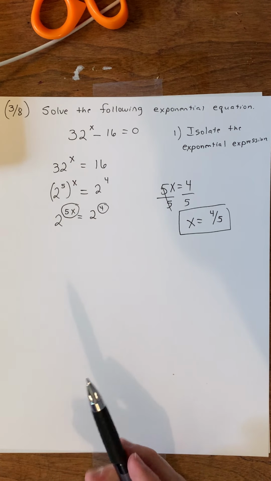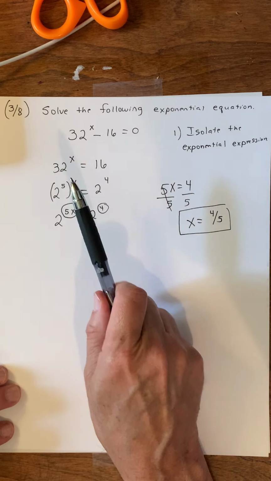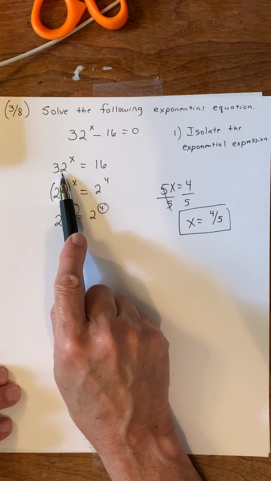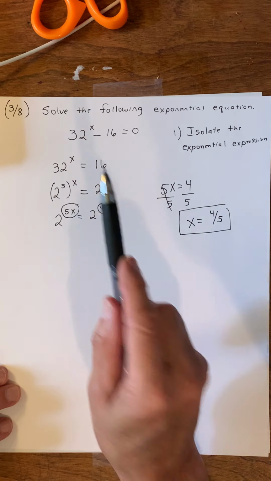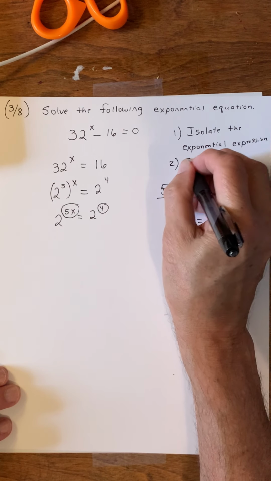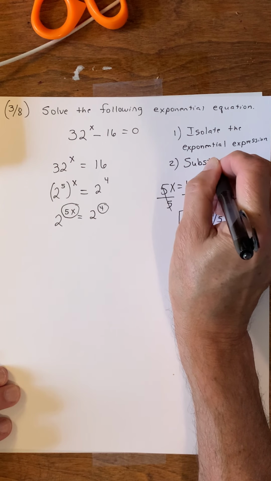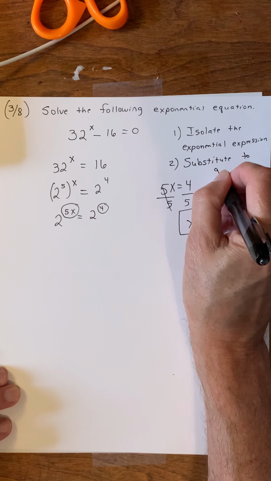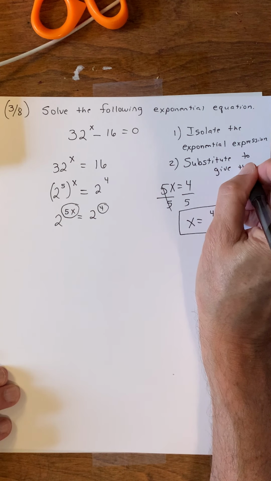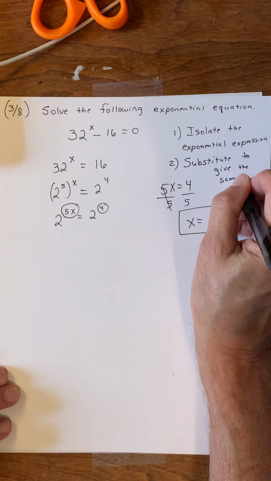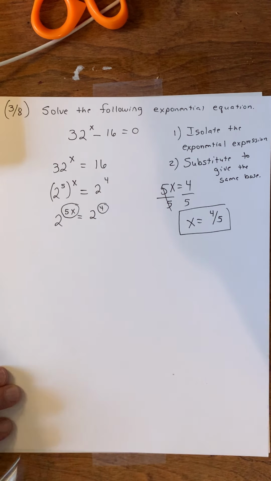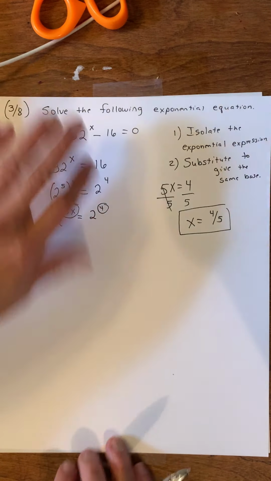Is that okay? What I did was get the exponential expression by itself, make strategic substitutions. I substitute to give the same base. And once I have the same base, I equate the exponents and solve. All right, let's try another one.